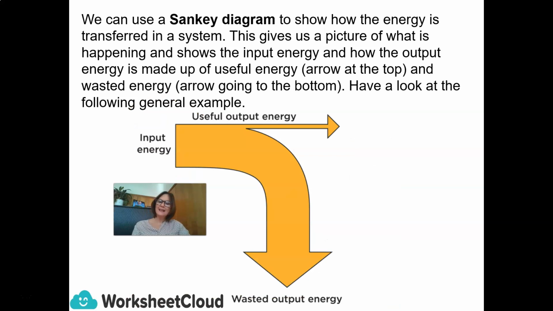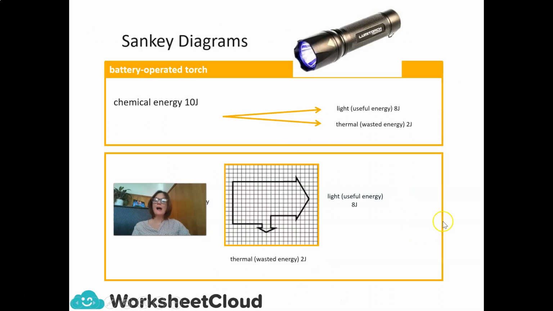So we use a Sankey diagram to show how the energy is transferred in a system. This gives us a picture of what is happening and shows the input energy and how the output energy is made up of useful energy, the energy at the top, the arrow there, and wasted energy is the arrow going down to the bottom. Okay, look at the example. Okay, useful and wasted. So, how do we draw it?